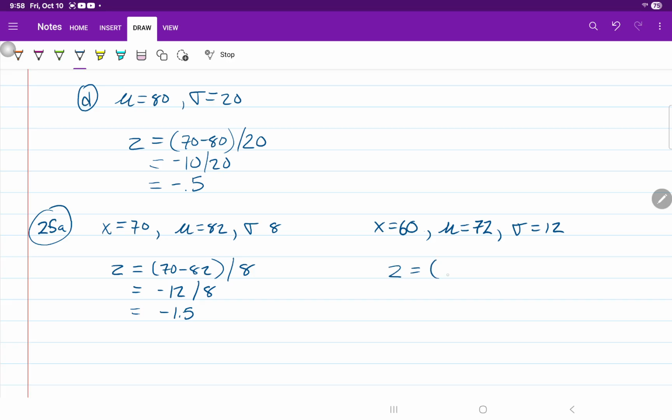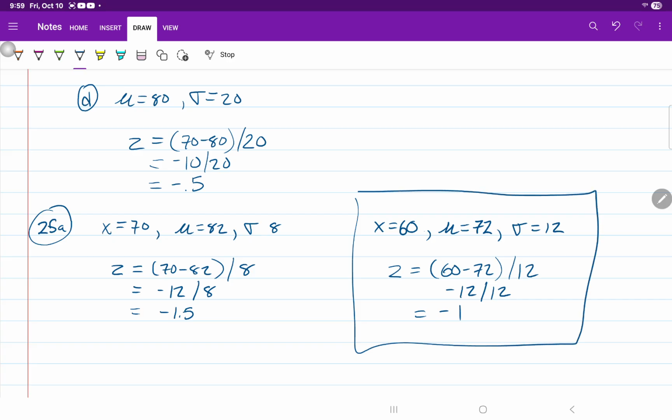Z equals your score of 60 minus 72, divided by that standard deviation of 12. So that's going to give us on top here negative 12 divided by 12. And your z-score is going to be negative 1. So yeah, looks like you did better in this class.